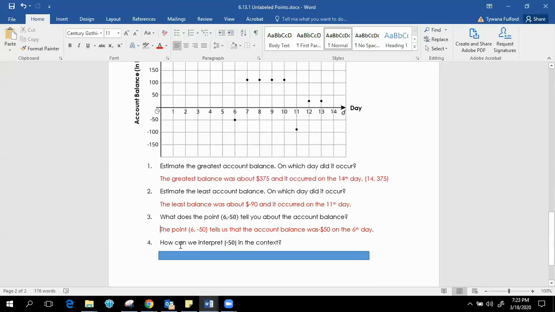All right, so let's look at question number 4. How can we interpret the absolute value of negative 50 in context? Well, again, remember, absolute value tells us the distance it is away from 0. So if we're at negative 50, that means we're 50 below 0. So if we're below 0, that means that we actually owe some money. We don't have money in our account. So we can probably interpret this as the amount of money that the person owes the bank on day 6.